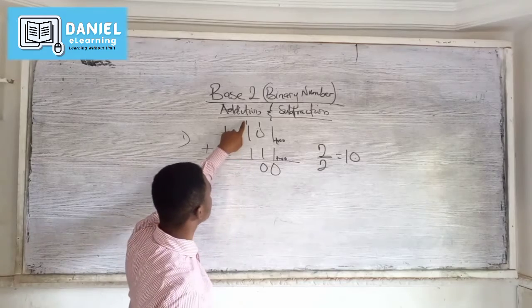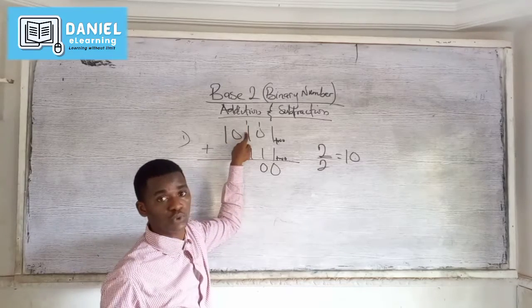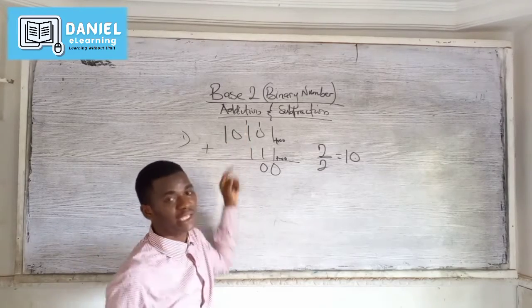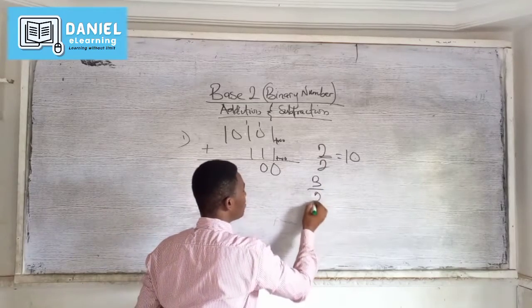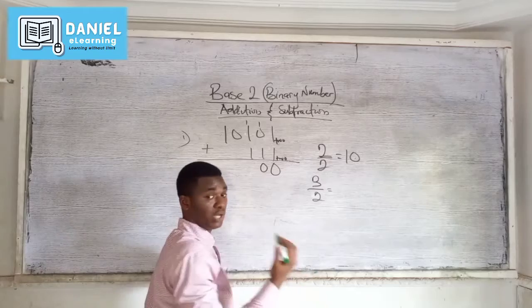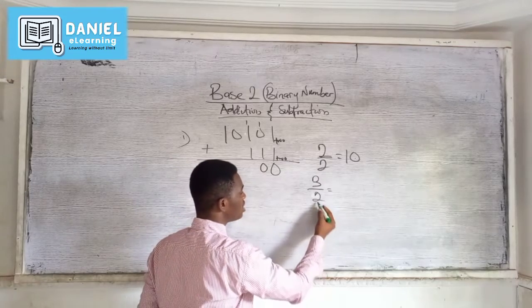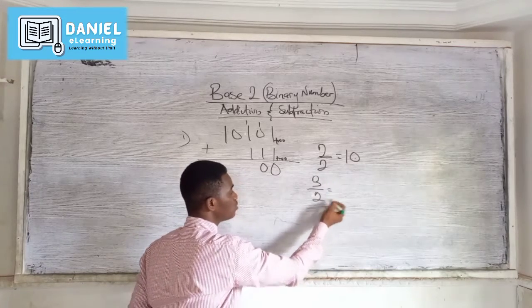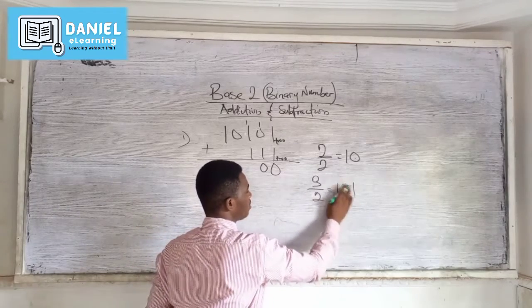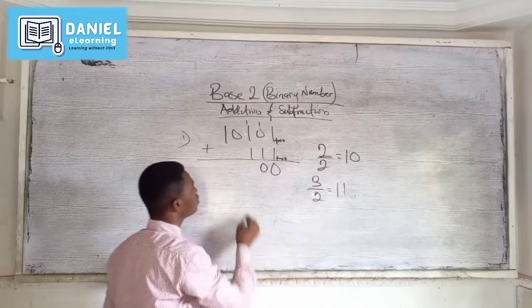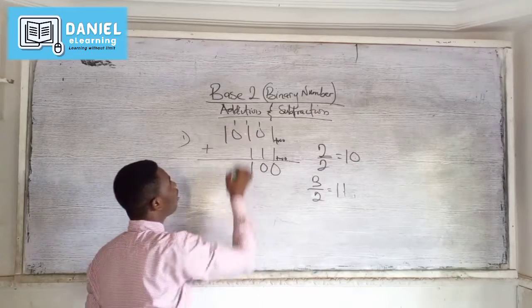Alright, the next thing here is 1 plus 1, which is 2. Then 2 plus 1 here is 3. This time around something changes. You see, 3 divided by 2, the same still, but your answer changes. So 3 divided by 2 is 1, remainder 1. That's giving us 11. So you drop 1 and take the 1 up here.